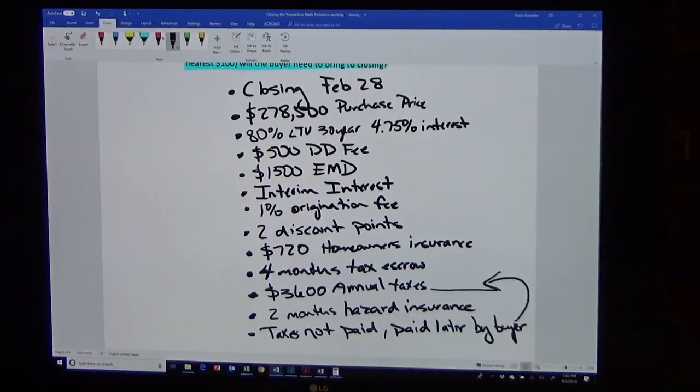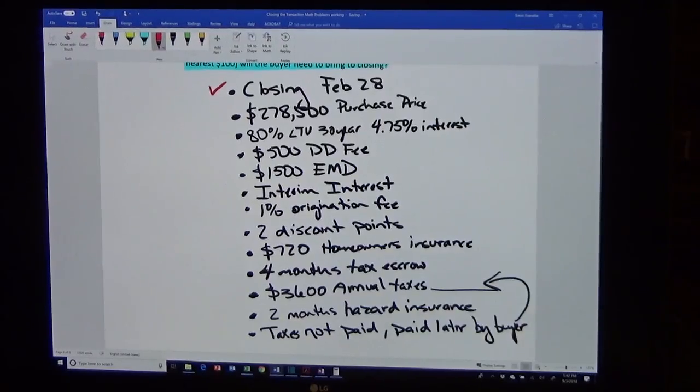Don't skip any, just go through them one by one. Well, the closing date of February 28th, there's nowhere for us to put that in the actual closing statement. We will need it when we're doing our prorations, but there's nothing for us to actually enter for that, so we just check it off.